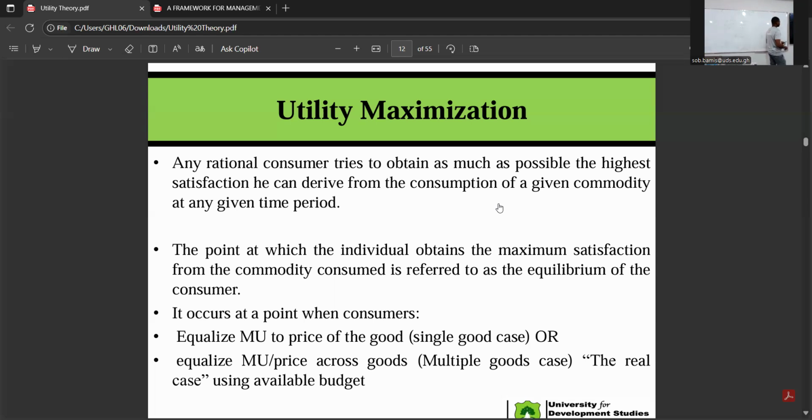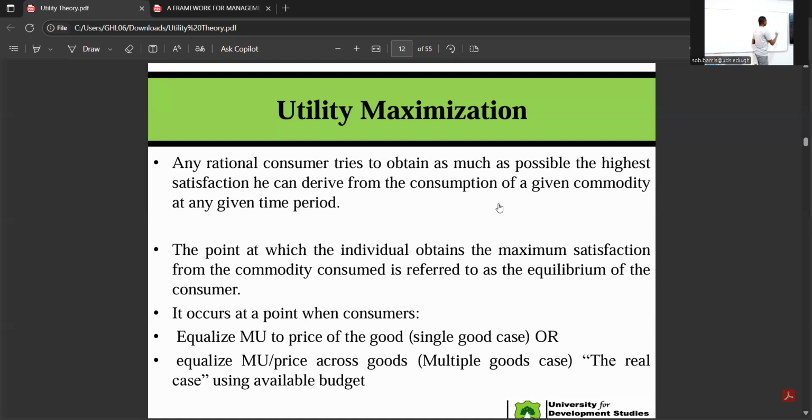The consumer's utility is maximized when the marginal utility he gets from consuming product X equals the price he's willing to pay for that product, X. That is, MUx equals the price of X. At this point, the consumer is said to be maximizing his utility from the consumption of product X. When the consumer maximizes utility, the consumer is said to be at equilibrium, where the marginal utility for product X equals the price of product X.